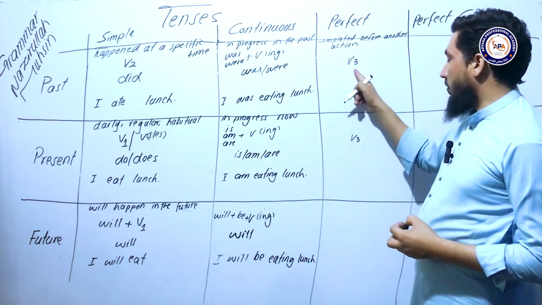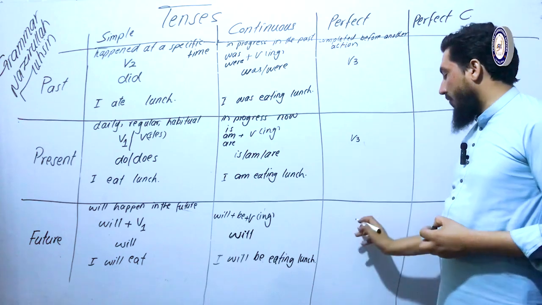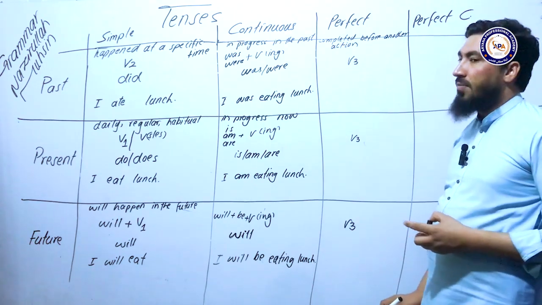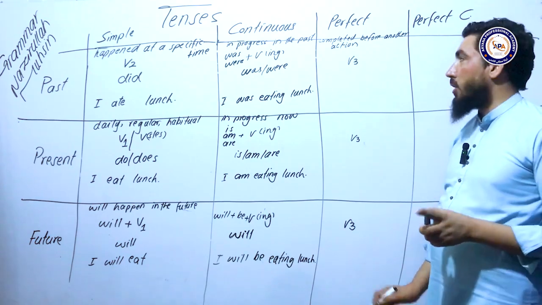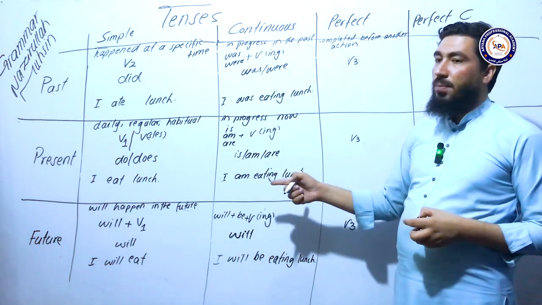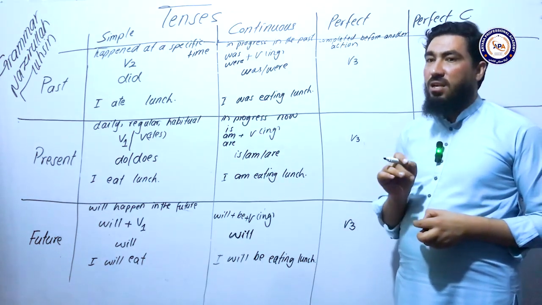In past perfect, we use the verb's third form. In present perfect, we use the third form of the verb. And in future perfect, we use the third form of the verb. But remember, again, I'm telling you that the third form of the verb, and also the ing form of the verb, are not used without any helping verb. There must be an auxiliary verb.